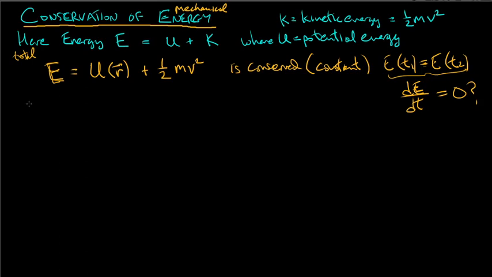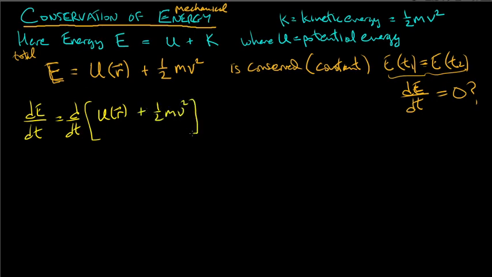Let's take the derivative of E with respect to T, and let's just take the derivative of both sides. So the derivative of U of R, the position function, plus 1/2 mv squared. All right, so this is familiar. You're just going to take the derivative of U of R, plus the derivative of 1/2 mv squared. Now, 1/2 m is a constant, so we're just taking the derivative of v squared, if you like.